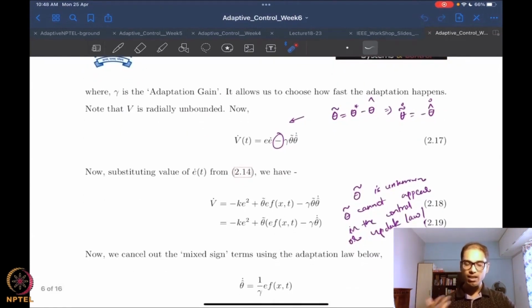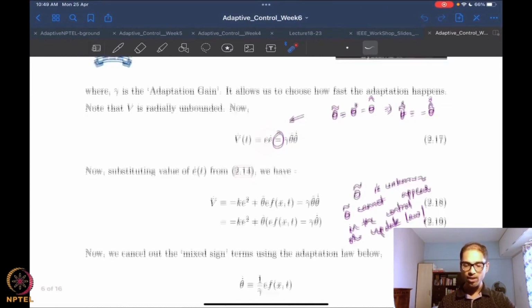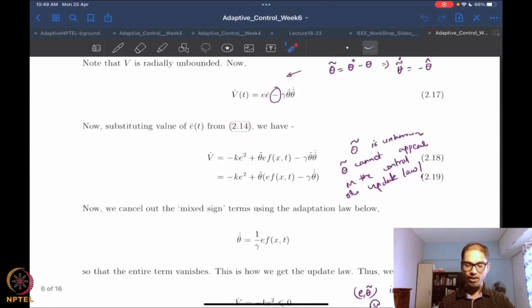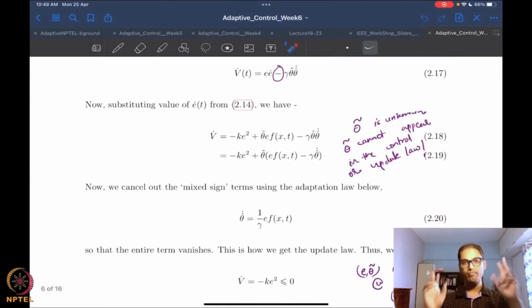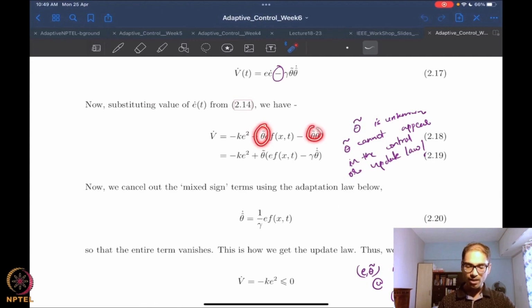And we just then start simply taking the derivative. We of course don't know what theta hat dot is, we are yet to prescribe it, but we know what e dot is, and that is substituted in here. And it so happens, like I said, not magically, but by construction, that you have theta tilde appearing in both these terms, and therefore theta tilde can be taken out common.